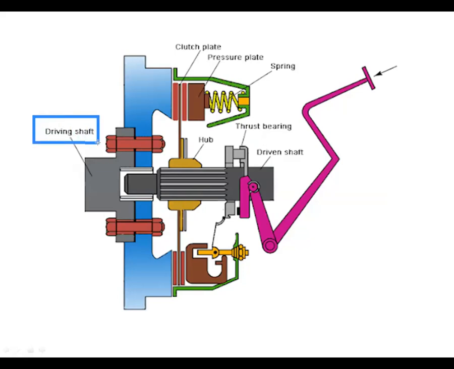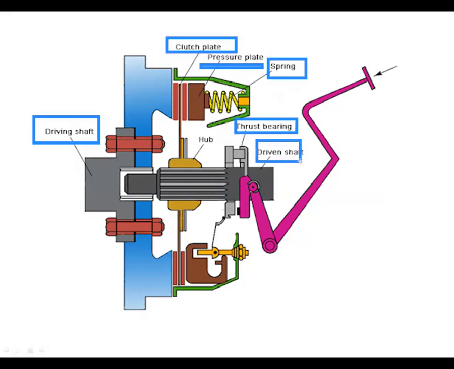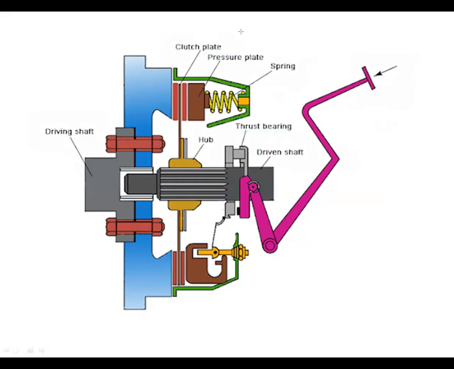So before jumping towards the assembly and detail drawing, we should know what are different parts of single plate clutch. The parts are driving shaft, clutch plate, pressure plate, spring, thrust bearing, driven shaft, hub, etc. And this is the clutch pedal. We know that the function of clutch is to engage and disengage the gear, for smooth engagement and disengagement of gear.